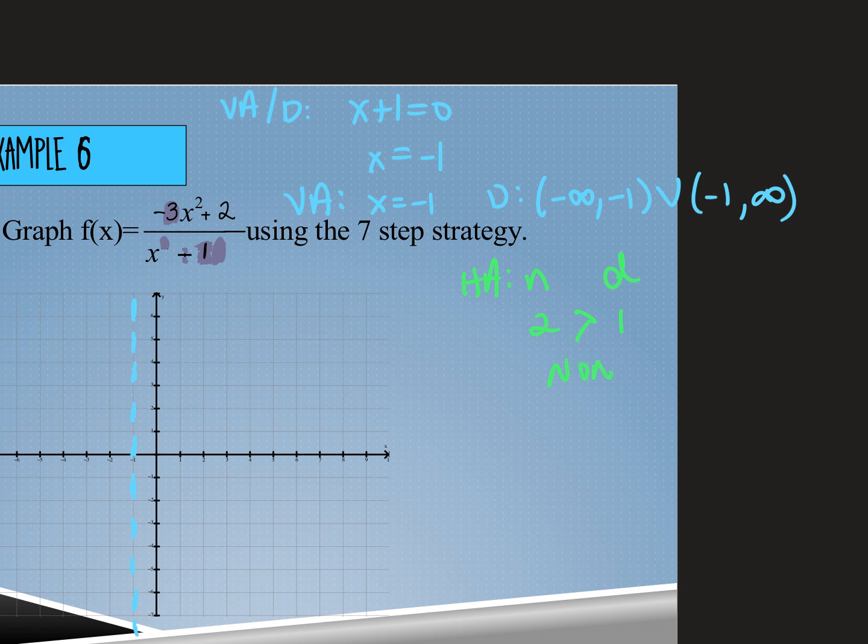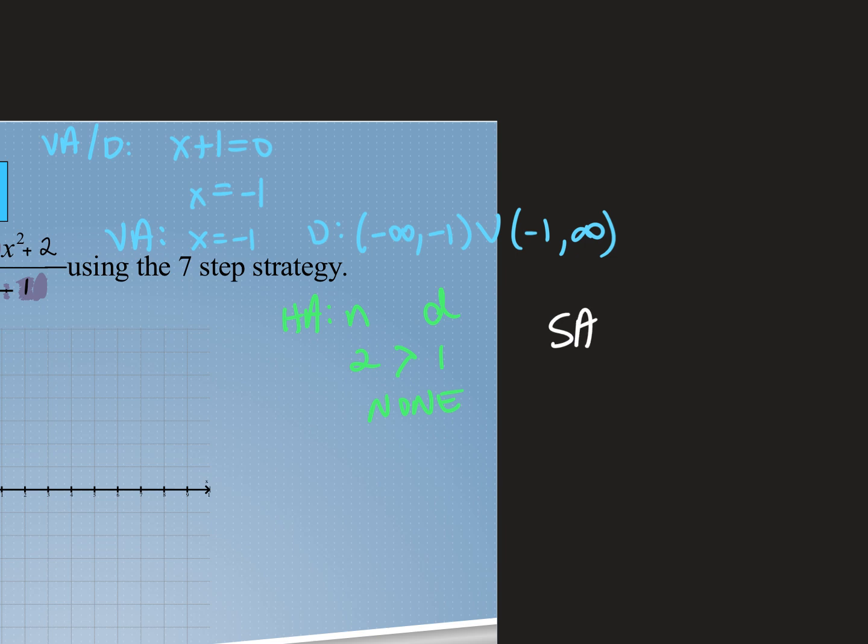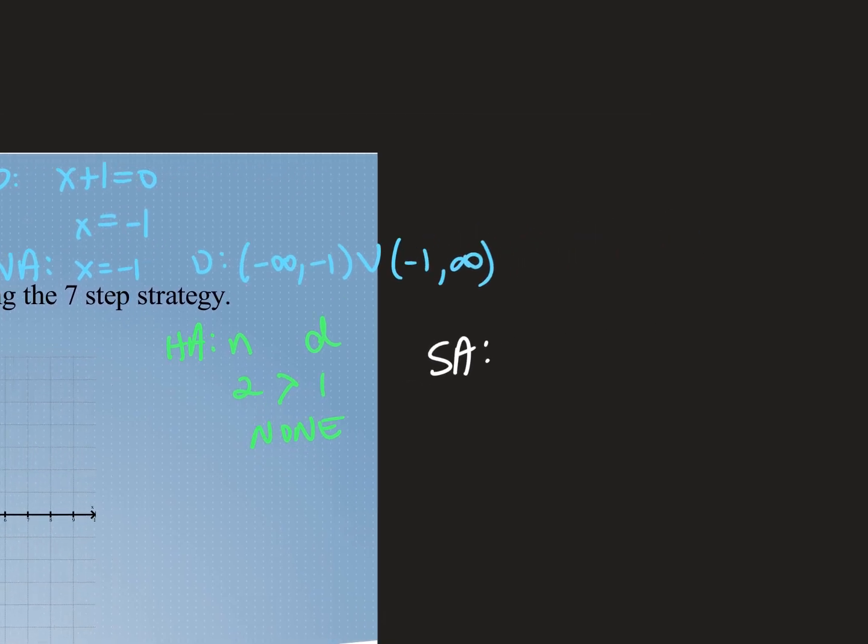Well, wait a second. If I don't have a horizontal, what does that mean I do have? It does mean I have a slant, so let's go ahead and find that. I don't have a horizontal, that means I have a slant asymptote. Guys, how do we find a slant asymptote? Long division. So what goes on the outside? My x plus 1.